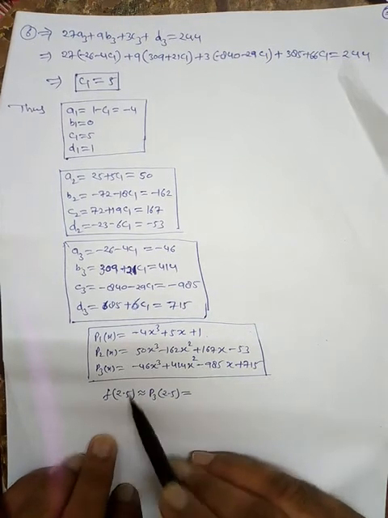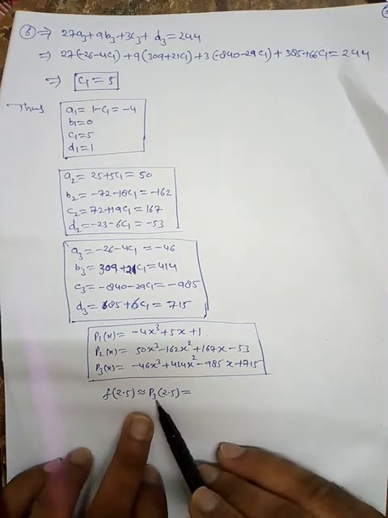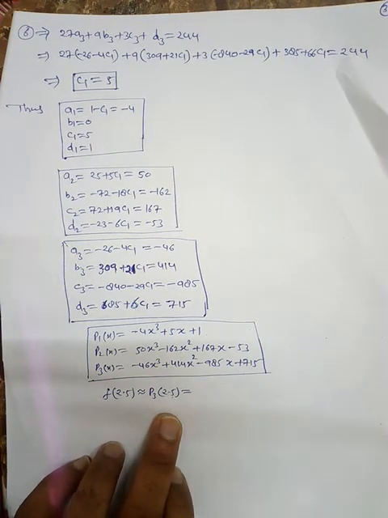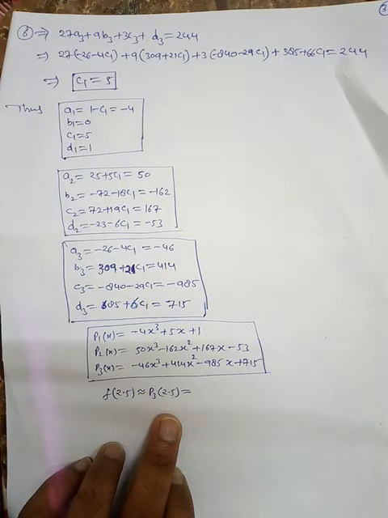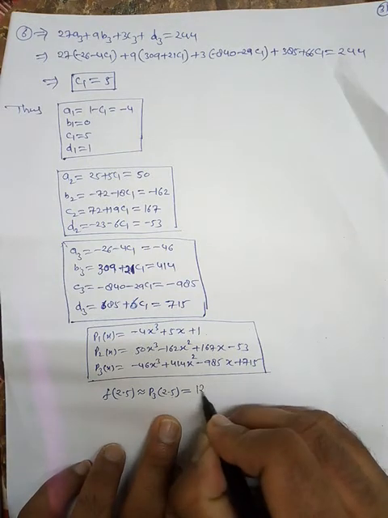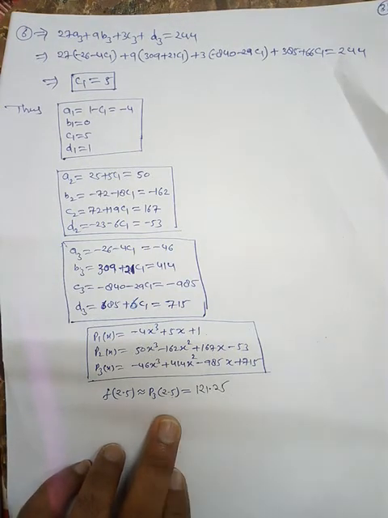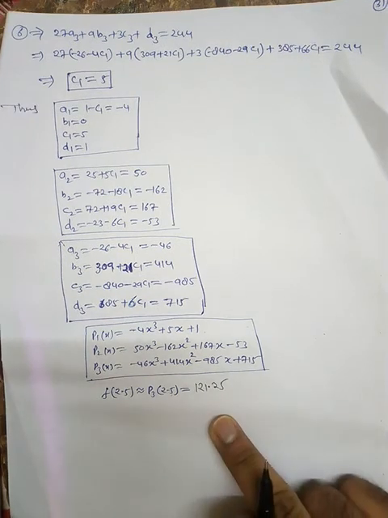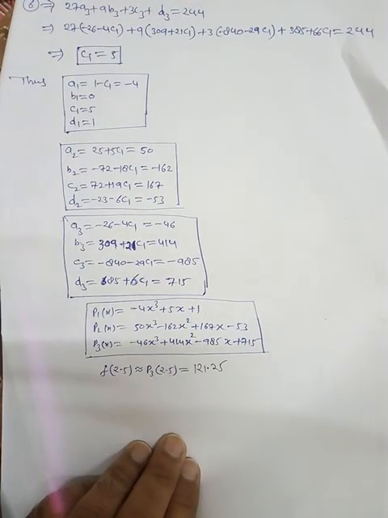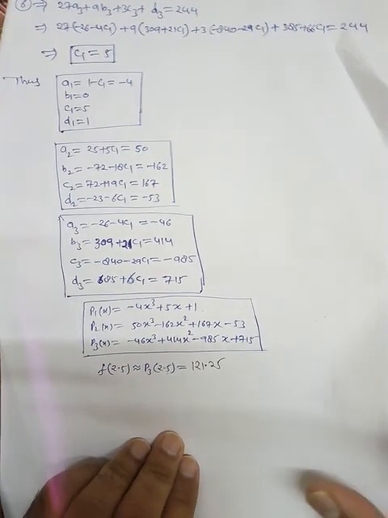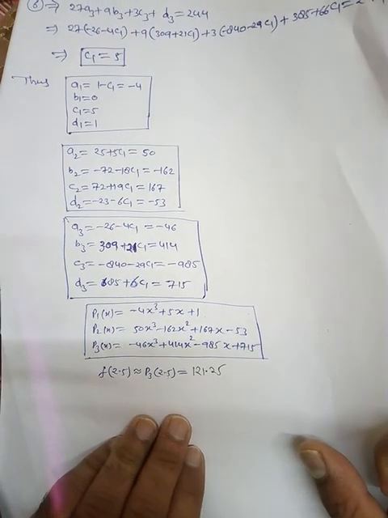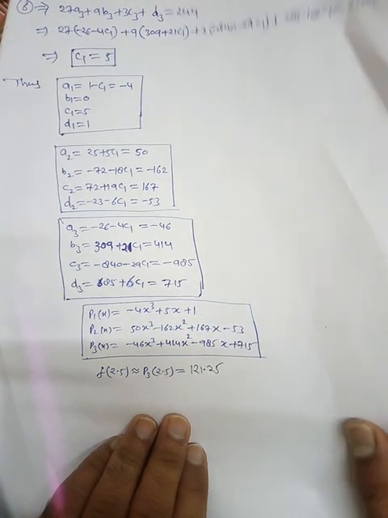Now estimate the value. So just estimate f at 2.5, which is P3 at 2.5, and this is nothing but the value of the polynomial, which is basically 121.25. Okay, so this is the value of the polynomial. Okay, so this is the cubic spline. So now your third unit is over. From the next video we will start the fourth unit, that means numerical solution of initial value problems. Okay, thank you.